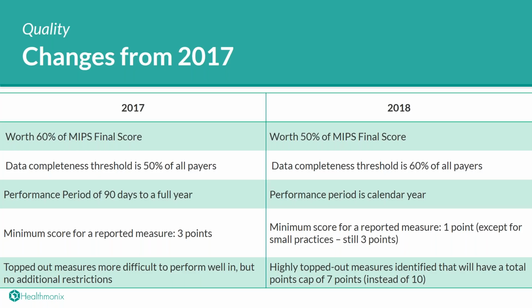So the first change we highlight is the score, once again, moving from 60% to 50%. The second piece we highlight is that the data completeness threshold, which we referenced earlier, is going to move from 50% of all payer information to 60% of all payer information. And what that means is for the measures you decide to report on, you will now report on 60% of the eligible patient visits for all payers.